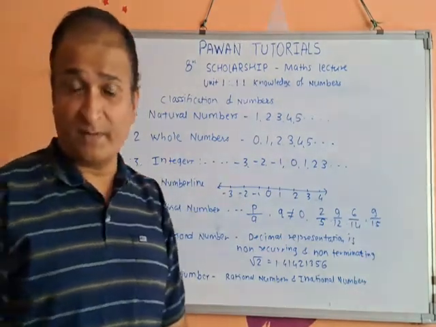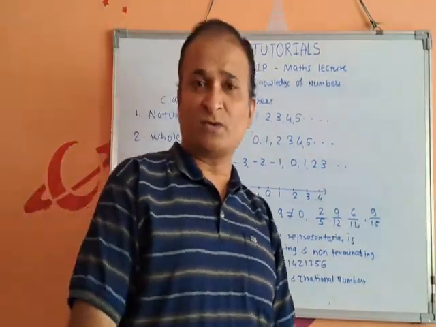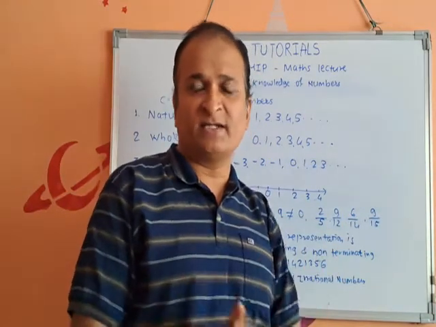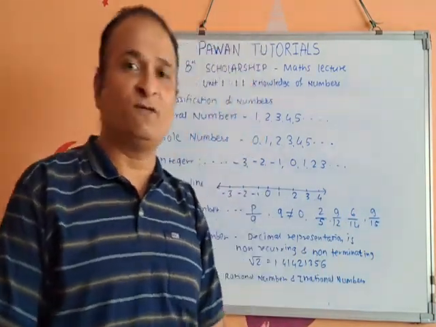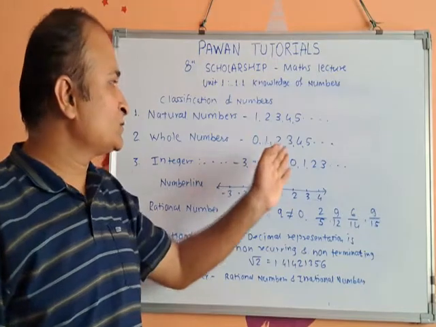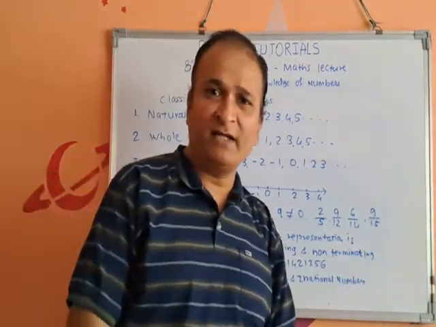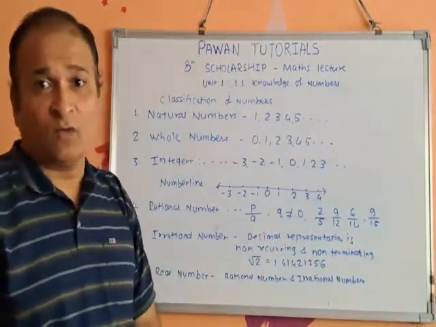Numbers are further classified into whole numbers. Whole number means what, students? If we add 0 in the set of natural numbers, then we get the set of whole numbers. So 0, 1, 2, 3, 4, 5, and so on up to infinity. This is the set of whole numbers.